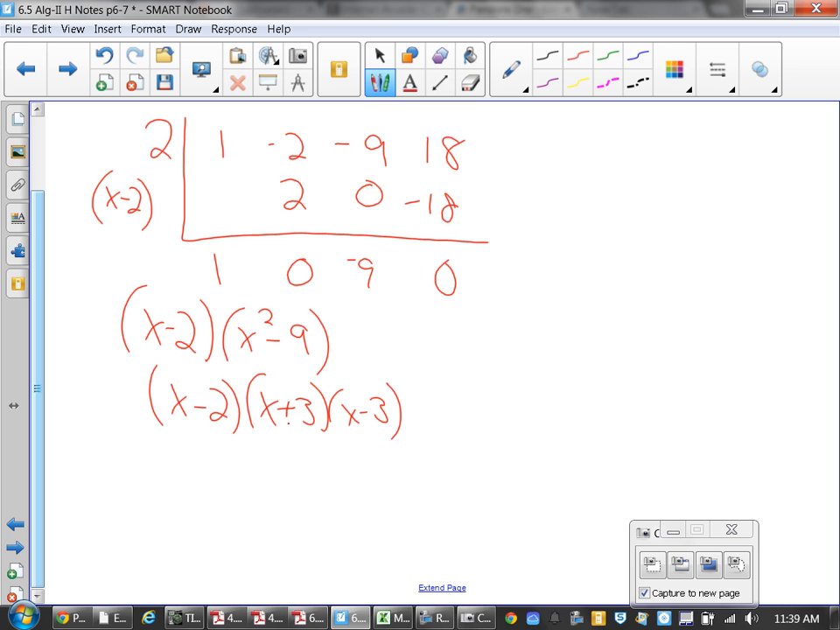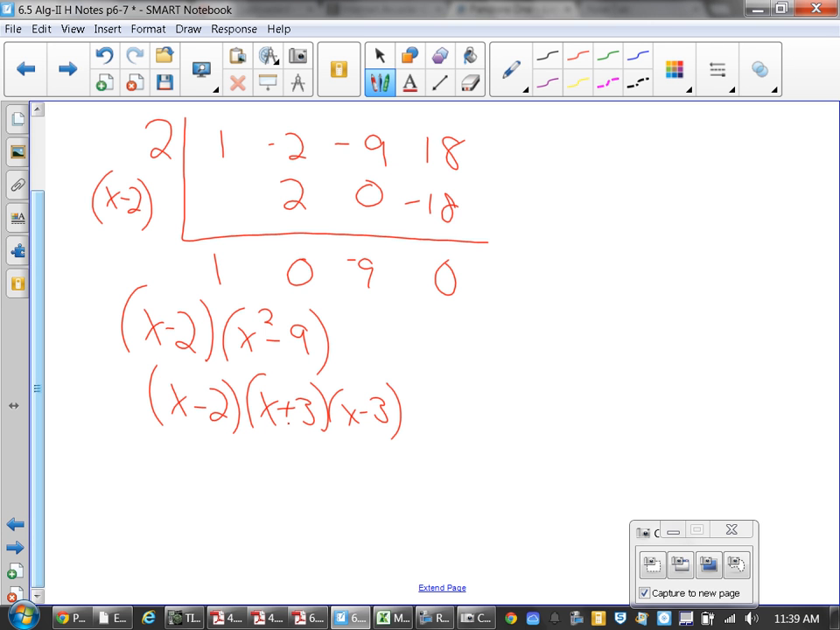Yes, ma'am. Why is it x squared, not x cubed? You drop the degree. Every time you synthetically divide, you start with a cube. Your quotient then becomes an x squared. You just drop a degree as you go through it. Factoring hopefully now becomes easy.